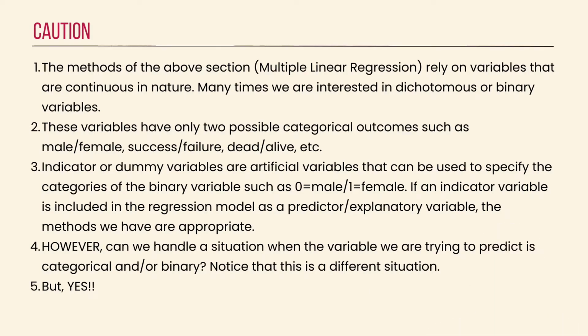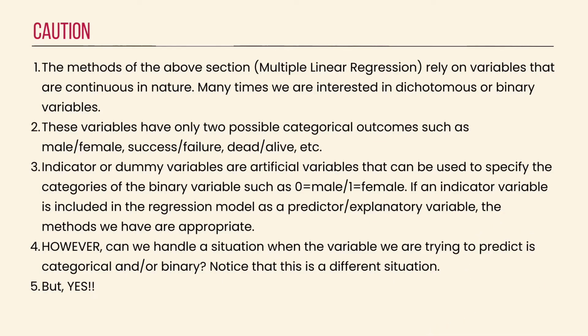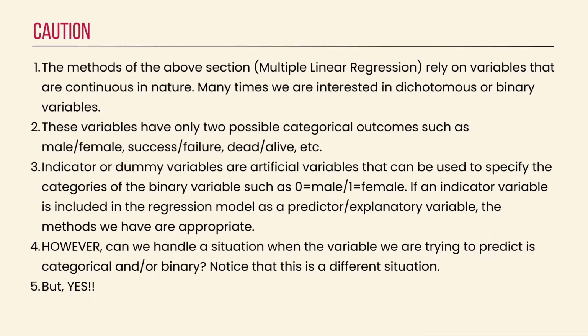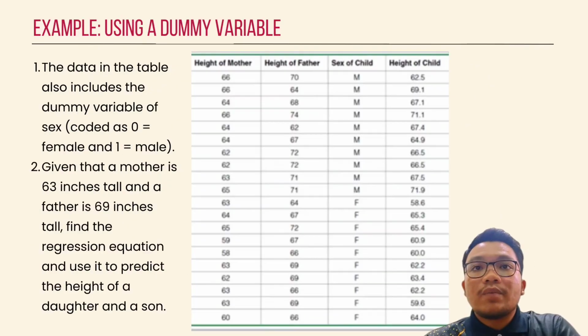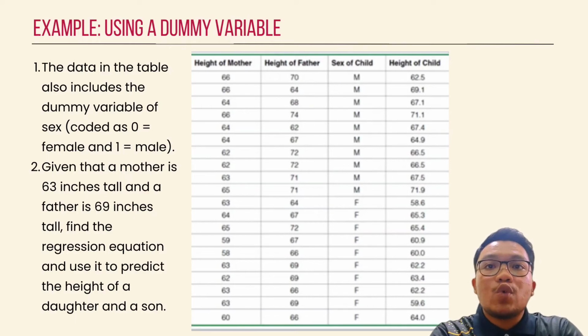If an indicator variable is included in the regression model as a predictor or explanatory variable, the methods we have are appropriate. However, can we handle a situation when the variable we are trying to predict is categorical or binary? Notice that this is a different situation, but yes. Using a dummy variable, the data in the table also includes the dummy variable of sex, coded as 0 equals female and 1 equals male.